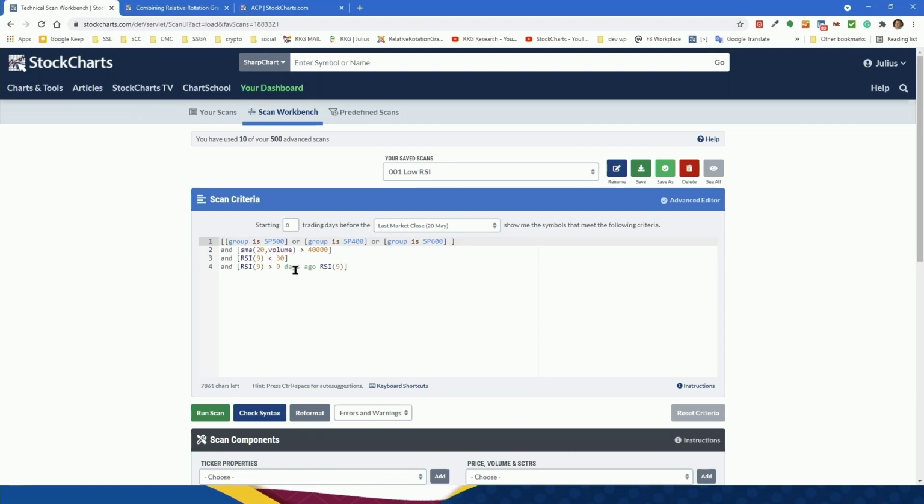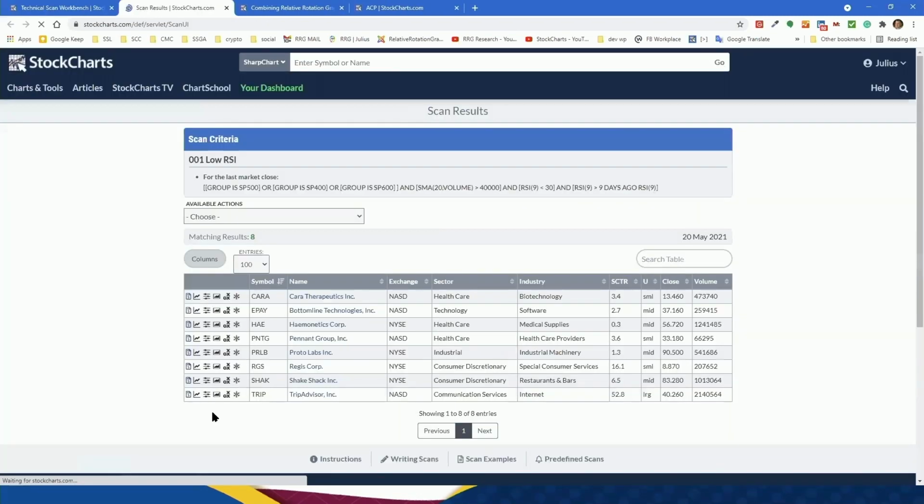Now, 9 days and 9 days is a bit of a coincidence. You could change this to 8, 7, 6, 5, 4, 3, whatever you like. Let's stick with the 9 that I have there. And obviously then you run the scan. So you run the scan, and here you are. There are 8 matching results, 8 symbols that fulfill that criteria.